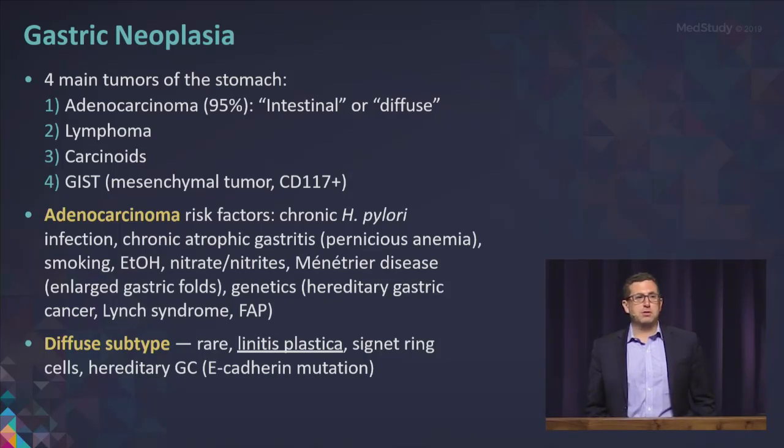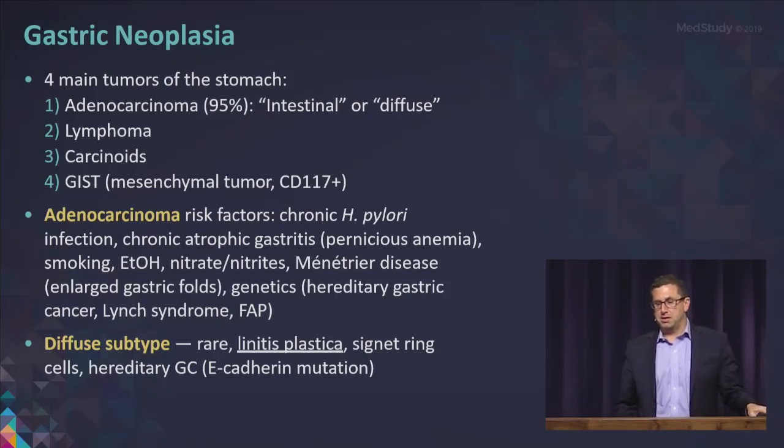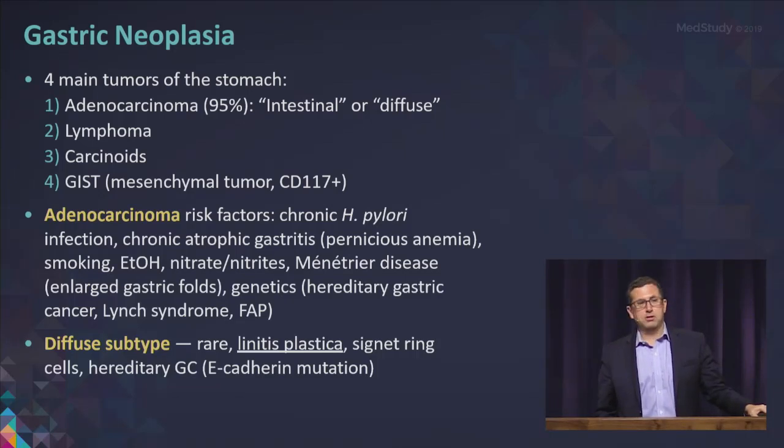There is a diffuse subtype that's really equal to linitis plastica. So that's kind of like that leather bottle stomach that you've heard about in medical school. So that's kind of a diffuse infiltration of the folds with cancer. And typically you'll see signet ring cells. And this is usually associated with hereditary gastric cancer, which is associated with an E-cadherin mutation.